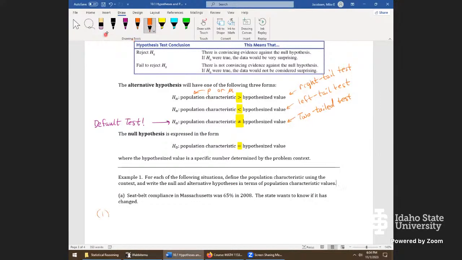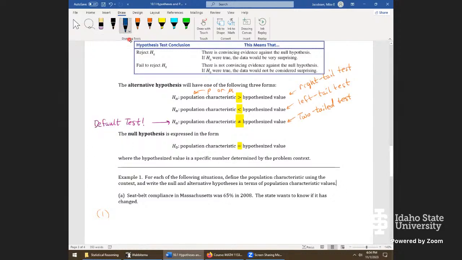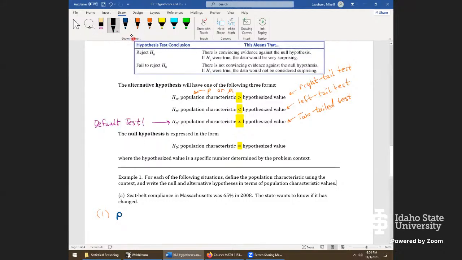Let's do a three-step process. Step one, we want to define the unknown parameter or population characteristic, P. Already, this is kind of tricky. I said P, but you might have said something else. It doesn't necessarily have to be P. That's something we need to determine. There's two choices for our population characteristic. We'll either use P or we're going to use mu.